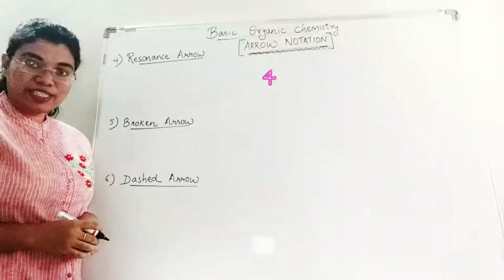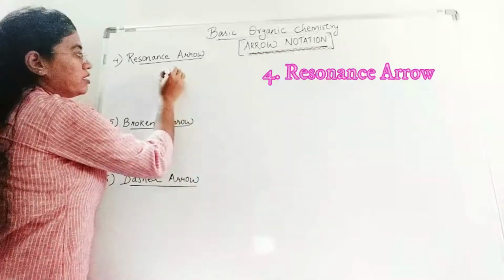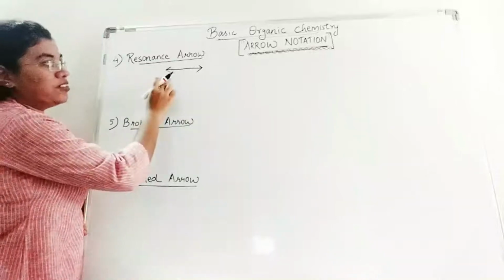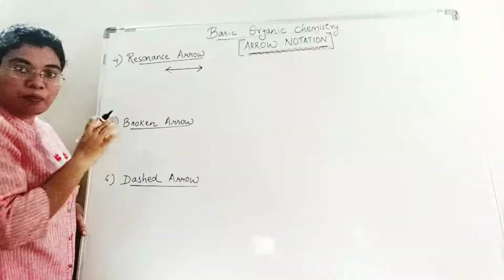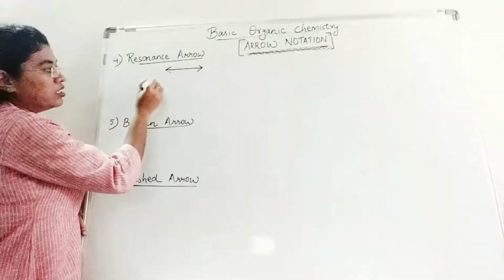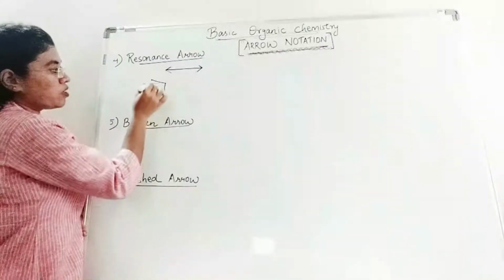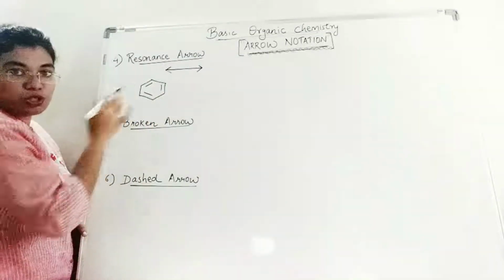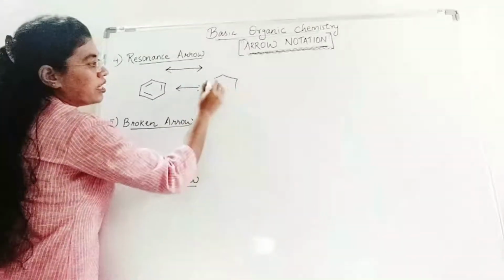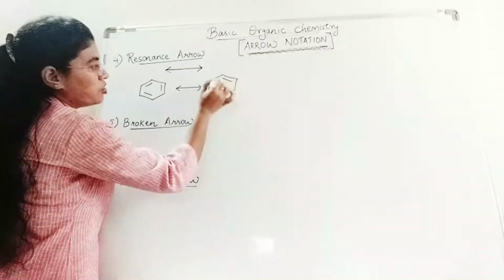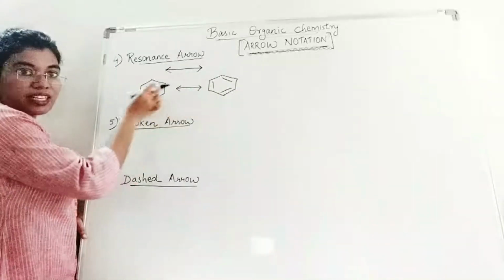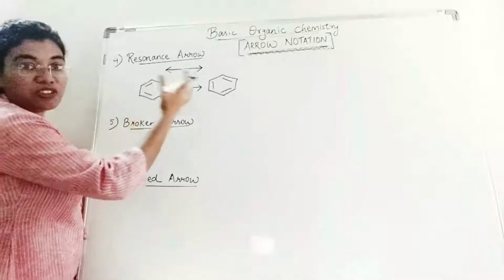Next is the resonance arrow. It is represented this way. Okay, this resonance arrow tells that a compound shows some kind of resonance. For example, take benzene. Okay, this is benzene. Now benzene shows some resonance. We'll put a resonance arrow and then we get the resonance structure. Okay, so this is the resonance arrow which shows that the compound is showing some kind of resonance.